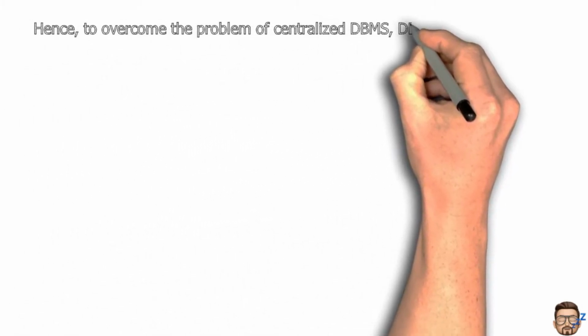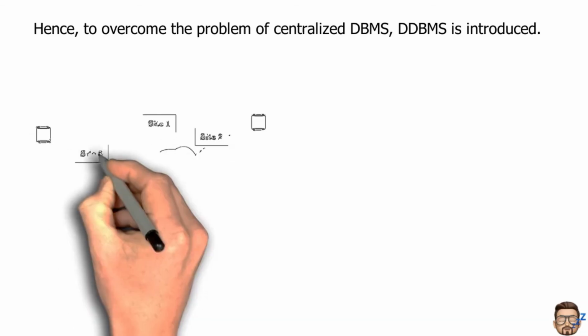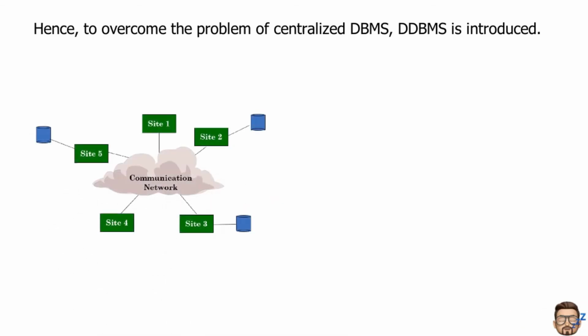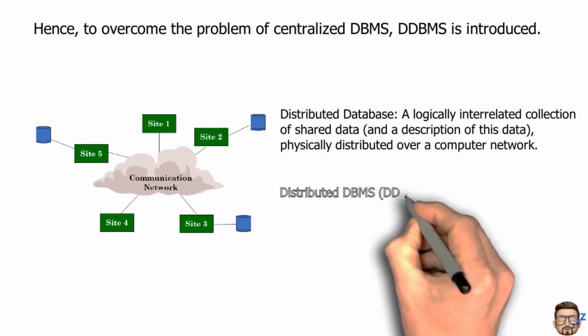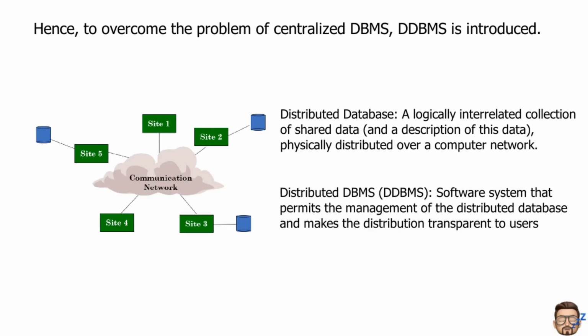Hence, to overcome the problem of centralized DBMS, DDBMS is introduced. Instead of having one database at one centralized site, the database is fragmented into a few parts and located at a few sites. A distributed database is a logically interrelated collection of shared data, and a description of this data, physically distributed over a computer network. A distributed DBMS, or DDBMS, is a software system that permits the management of the distributed database and makes the distribution transparent to users.